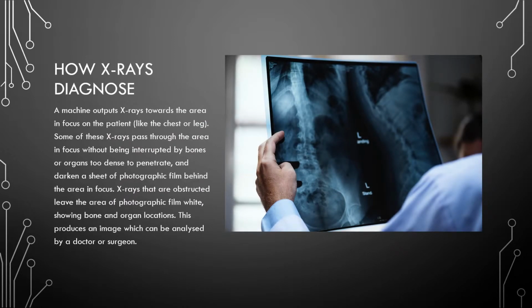Now X-rays are used for diagnosis. The machine outputs X-rays towards the area in focus on the patient, like the chest or leg. Some of these X-rays pass through the area in focus without being interrupted by bones or organs too dense to penetrate, and darken a sheet of photographic film behind the area in focus. X-rays that are obstructed leave the area of photographic film white, showing bone and organ locations. This produces an image which can be analysed by a doctor or surgeon to find fractures or cancers.